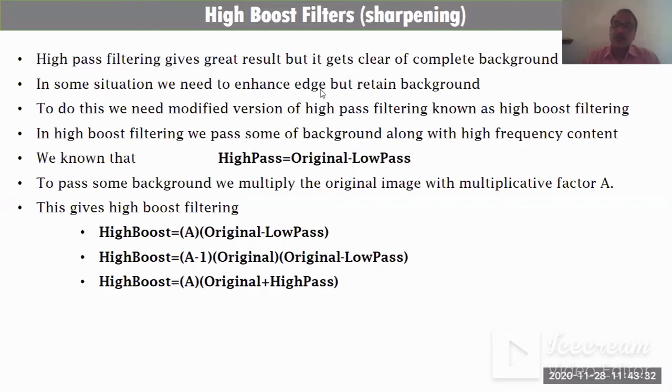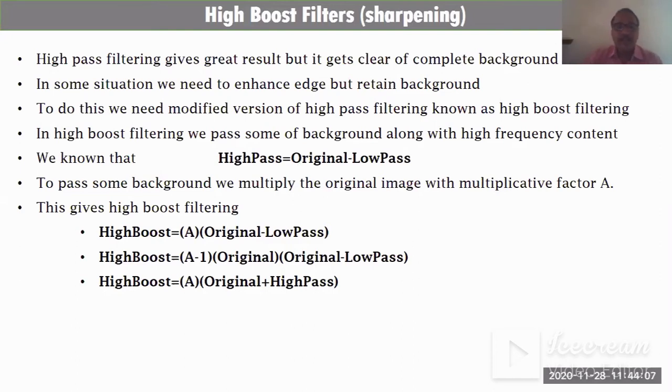In some situations we need to enhance our object, enhance our foreground image, but we also maintain some sort of the background. So in that situation we can use the high boost filter. To do this we need a modified version of high pass filter, which is known as high boost filter. With high boost filter we can pass some of the background along with high frequency. तर ह्यामध्ये हाय बूस्ट मध्ये काय केलं तर की हाय फ्रिक्वेन्सी सम बॅकग्राउंड विल बी मेंटेन.